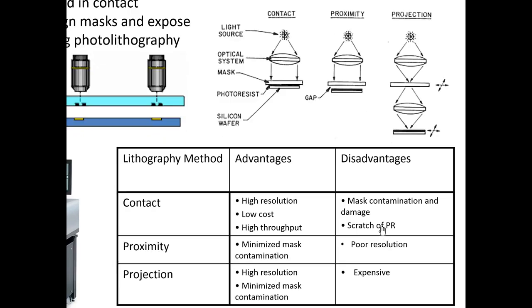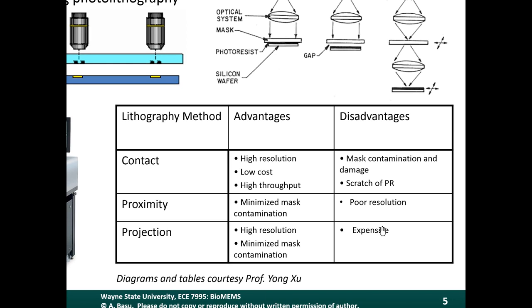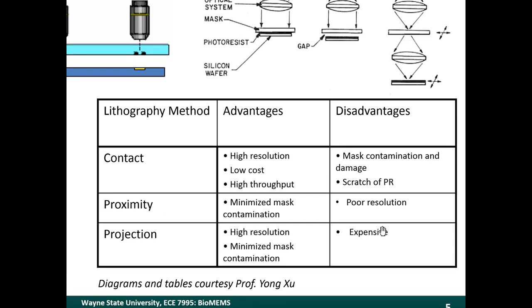photoresist. So looking at some of these methods and the advantages and disadvantages, these diagrams and tables are from Professor Yangzhu's MEMS course, which you can take here. He's graciously provided those for this class as well. So contact mode photolithography, some of the advantages is that you can get high resolution. It's a low cost approach.